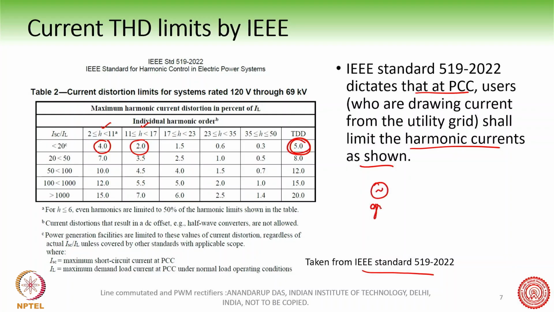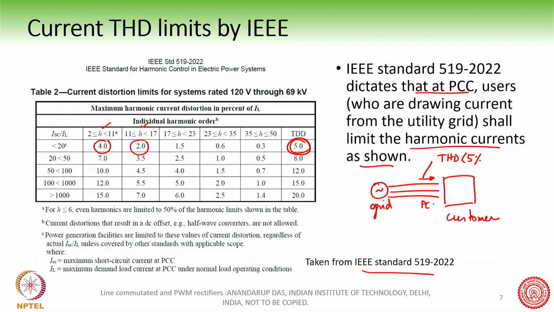So this is a utility grid and you are one customer. The current which you draw here should have a total harmonic distortion less than 5%, as per the standard. This is the point of common coupling.